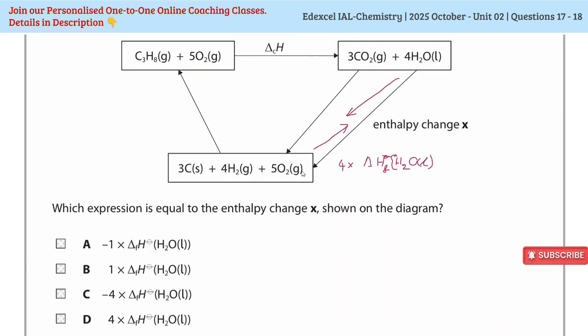Because of this change of direction of the arrow, we have to apply a minus for this direction. So the answer is minus 4 times delta H f of H2O liquid. So the answer is option C.